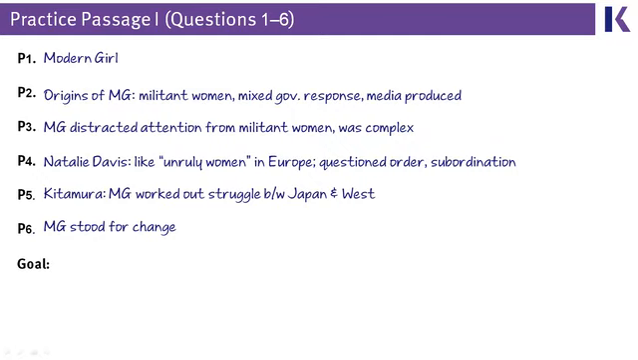So here's the passage outline. Altogether, you should have something like this written down where there's space in your book. And finally, we have to do the last step of reading through a passage, and that's to write our goal. A good goal for this passage could be to show how the modern girl influenced modern Japanese culture. And with that outline made, we're ready to jump into the questions.